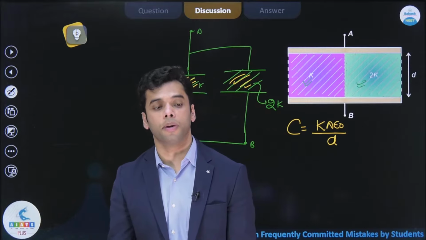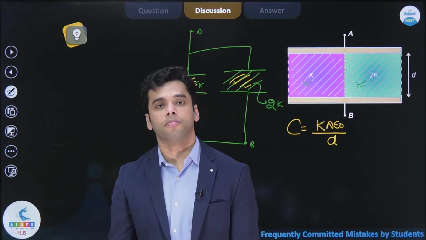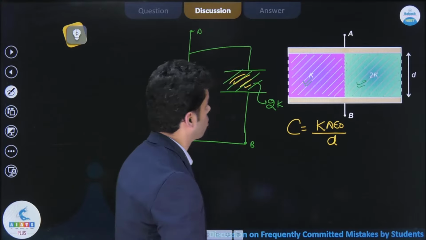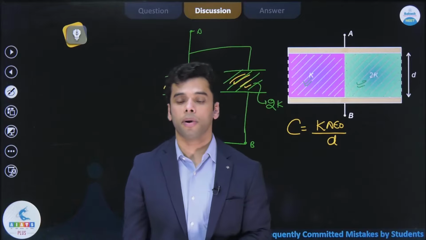Yes, definitely I can speak louder. Beta, if you comment on time, I can speak louder. C is equal to K A epsilon naught by D, right?